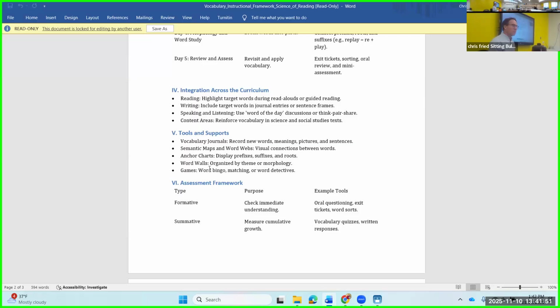They might have a Google Classroom folder. That would be something that they could do there as well. So we touched base on semantic maps already a little bit. Anchor charts, so displaying prefixes, suffixes, roots of different words so that it helps them understand and connect what those terms mean, what they could mean. Word walls, we talked about that already. Games, like word bingo, matching games, word detectives. I shouldn't say easy, but they are fun things that they can do to work on, again, prefixes, suffixes, matching terms to definitions, etc.